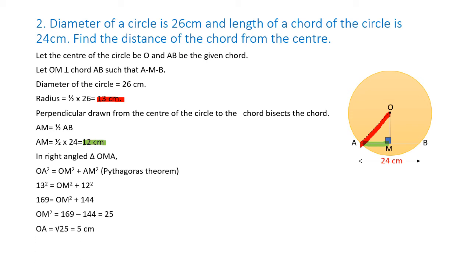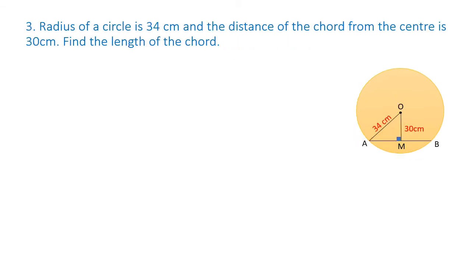So OM will be the square root of 25, which is 5. So I've got OM as 5 centimeter. So this is your answer. The distance of the chord from the center of the circle is 5 centimeter. Let us proceed towards the third question.